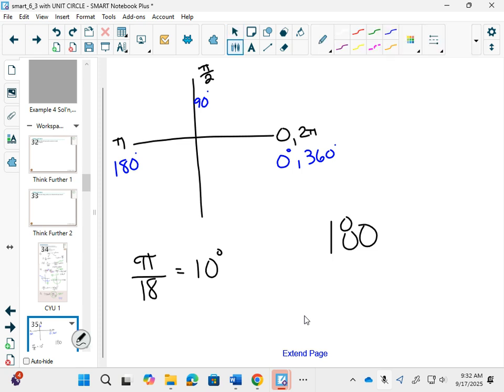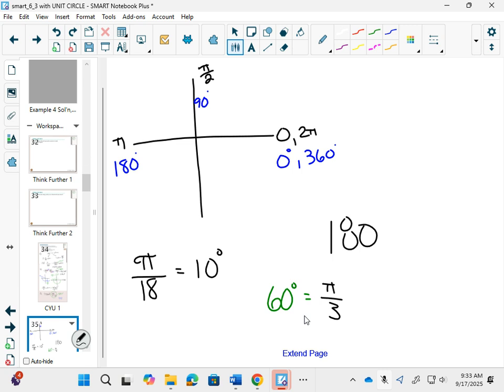Okay, I'm going to give you one in degrees. Can you tell me what this would be in radians? 60 degrees. Pi over. Sometimes you can use the shortcut backwards.